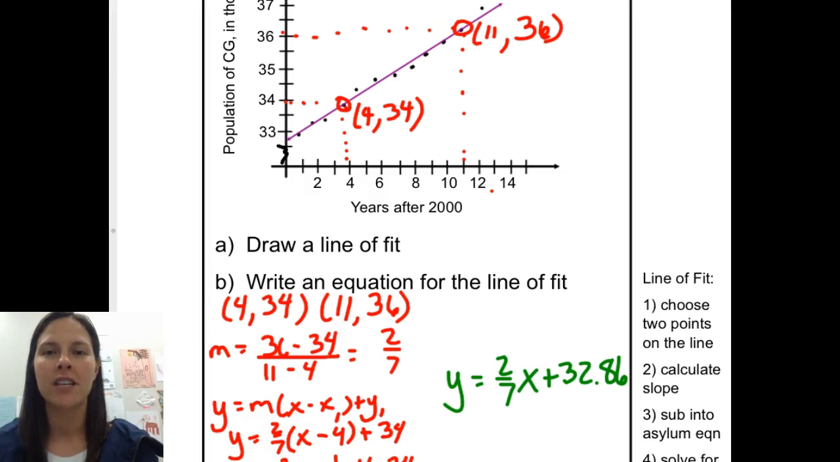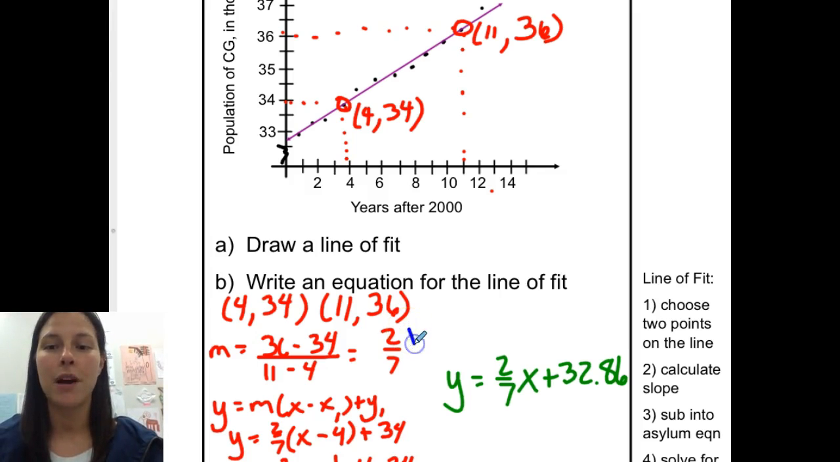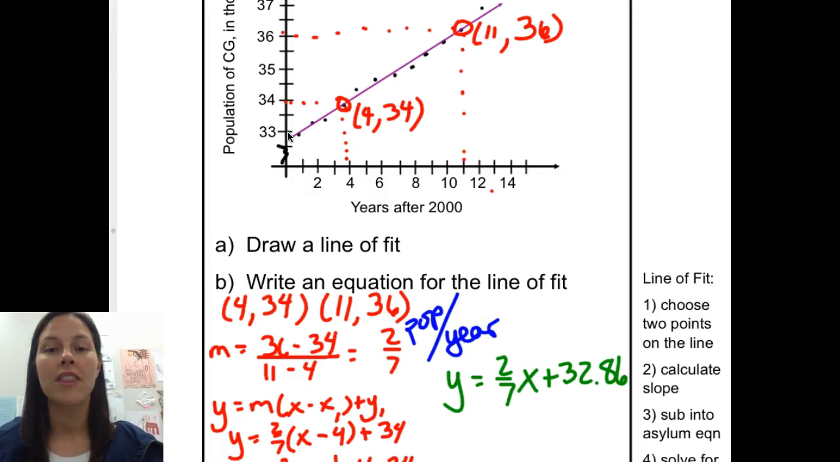Let's take a minute to talk about what the equation of this line means in relation to the scatter plot of data that we received. The slope is the rate of change in dependent over change in independent. So when we label our slope, the y, the dependent, was population, and the x was year. So that's a change of about 2,000 people. Notice the y-axis was labeled in thousands, every 7 years. Our y-intercept is our starting value. So in the year 2000, there were about 32,860 people in Cottage Grove.